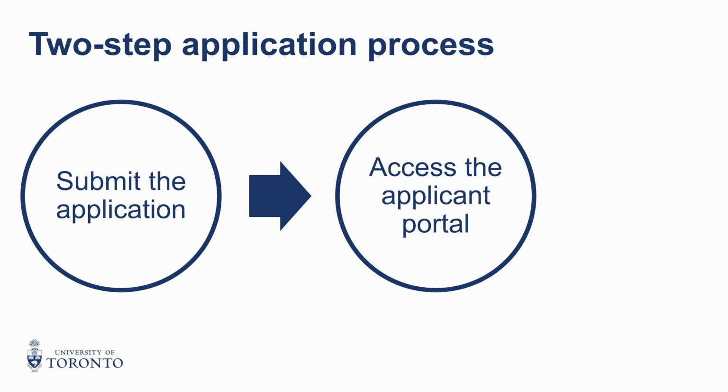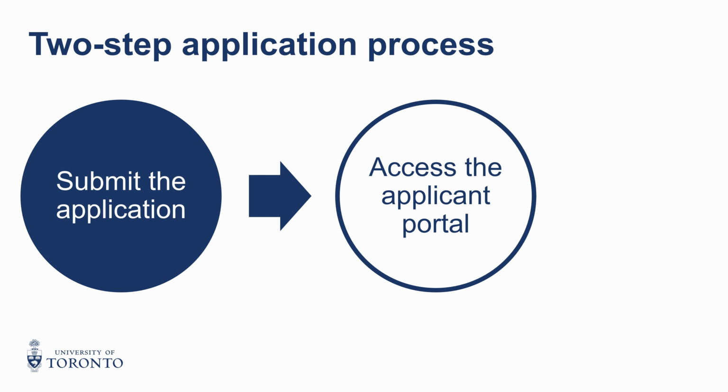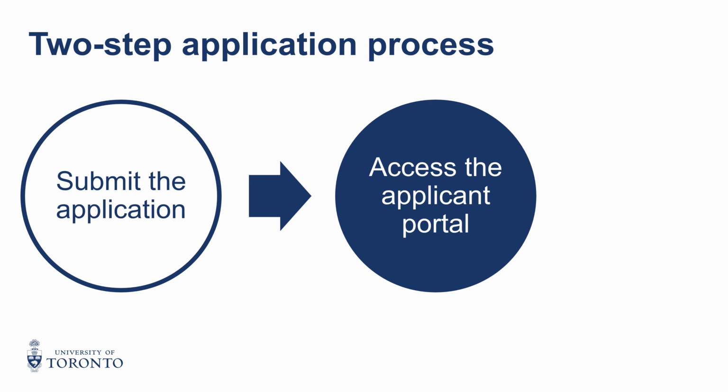My name is Connor, and today I'm going to walk you through the undergraduate application process, from submitting your initial application, to completing the next steps, to getting your offer of admission. Applying to U of T is straightforward. It's a two-step application process. Submit the initial application, then complete the next steps on our application portals.